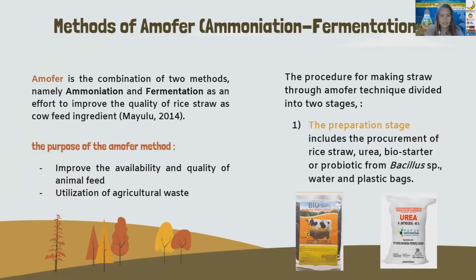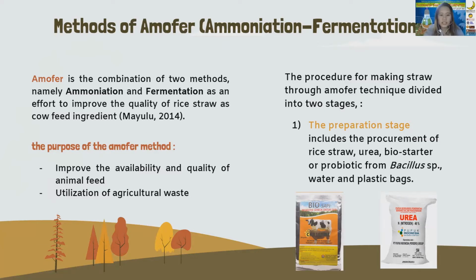So for the research, there are some methods that are needed. First is AMOFER. AMOFER, or ammoniation fermentation, is a combination of two methods as an effort to improve the quality of rice straw as co-feed ingredients. There are two main processes in this technique. They are ammoniation and fermentation.